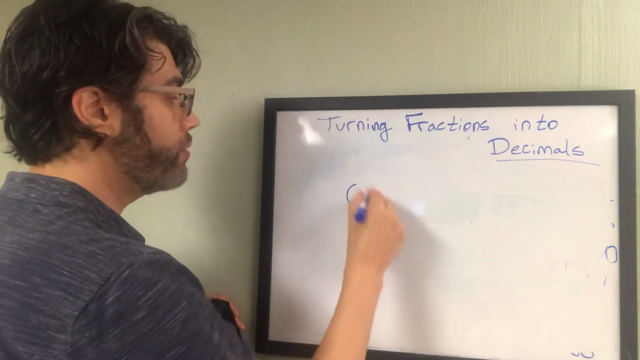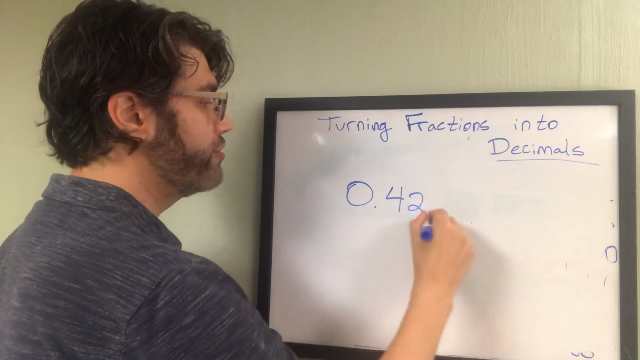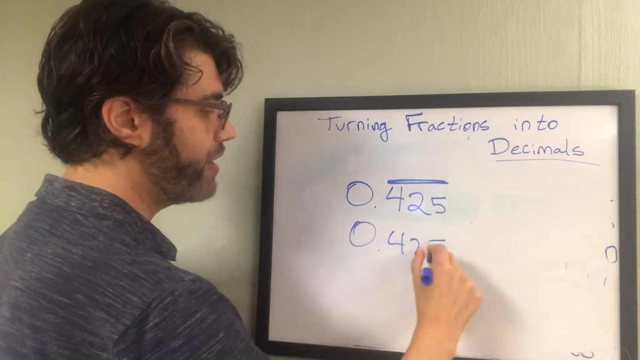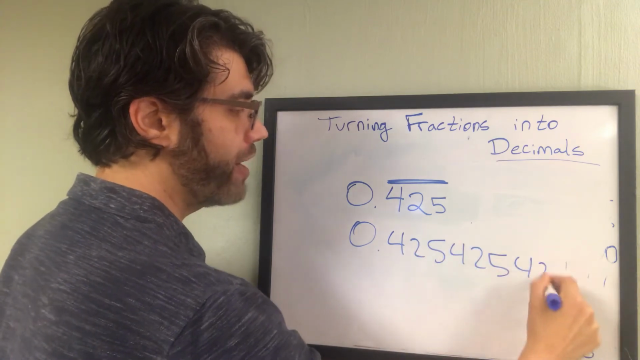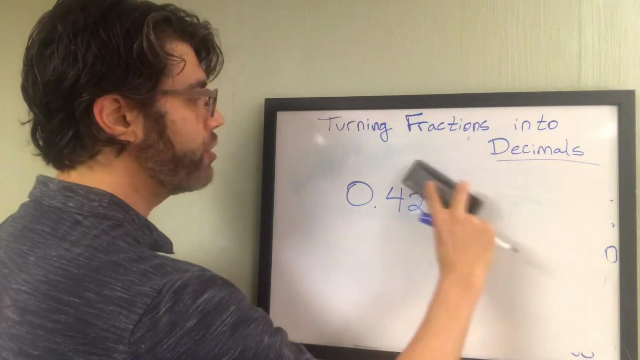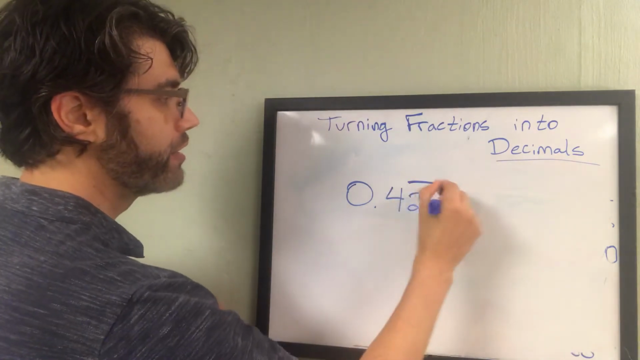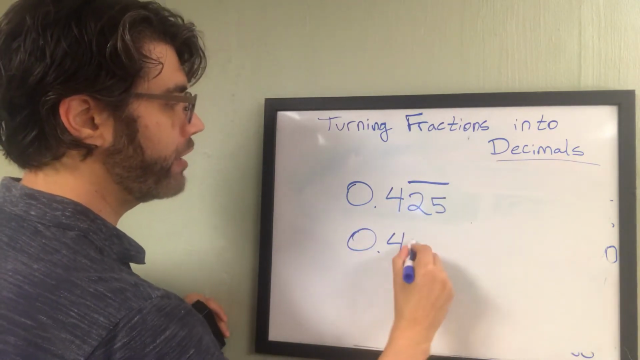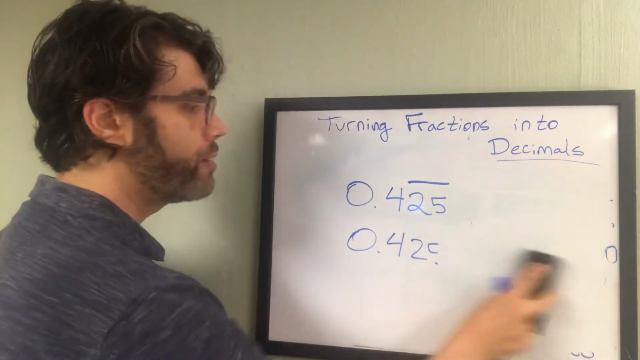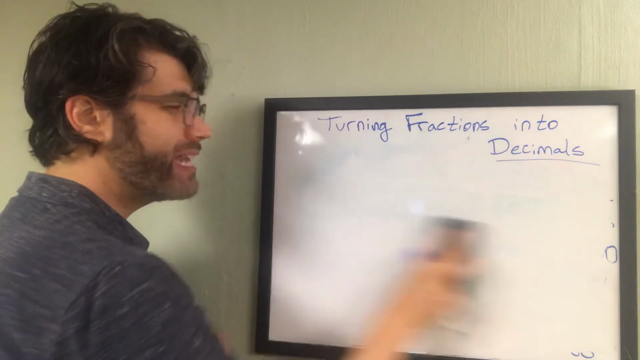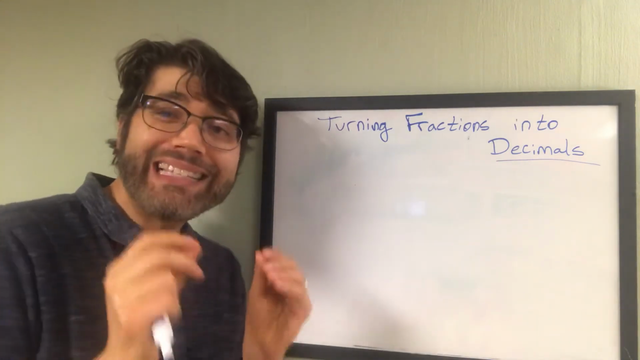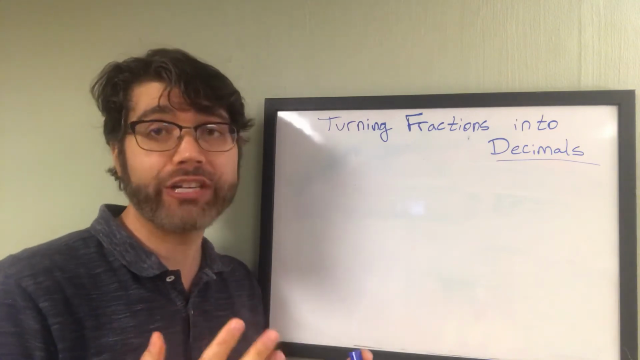How about, what if I came out with 4, 2, 5, and I wanted the 4, 2, 5 to keep repeating? So that would be 4, 2, 5, 4, 2, 5, 4, 2, 5, on forever. Okay, you see all of those. But if I just put the bar over the 2, 5, then that would be 0.4252525. So you see how a decimal bar, a repeating bar, really helps us in order to tell exactly what kind of decimal a fraction turns into.